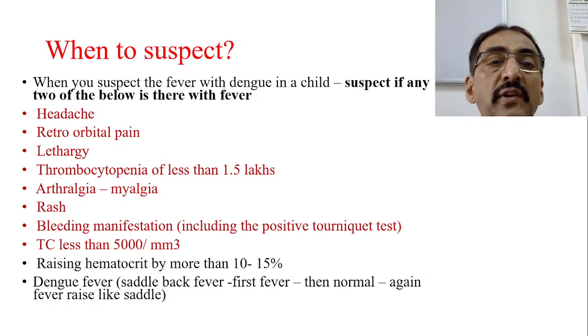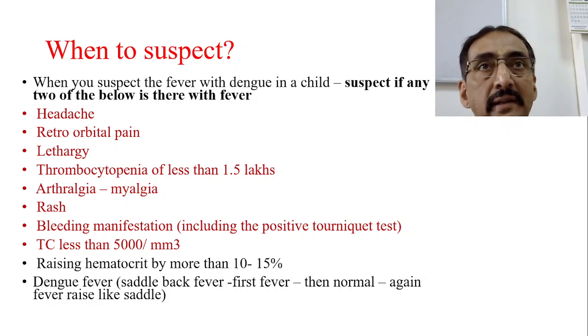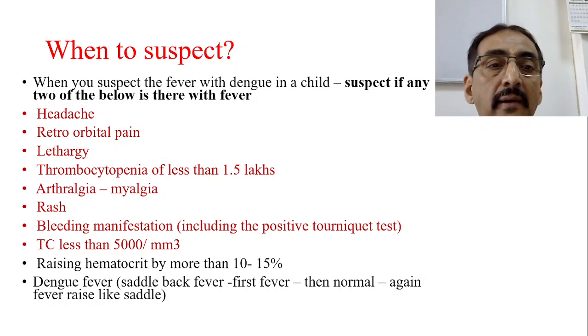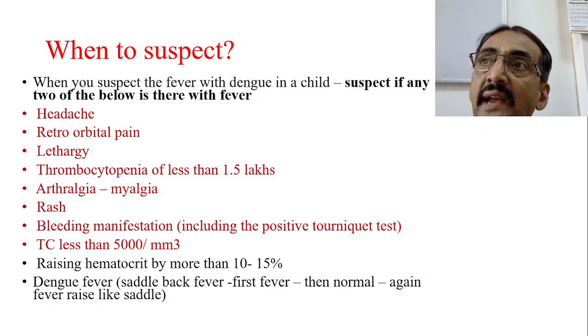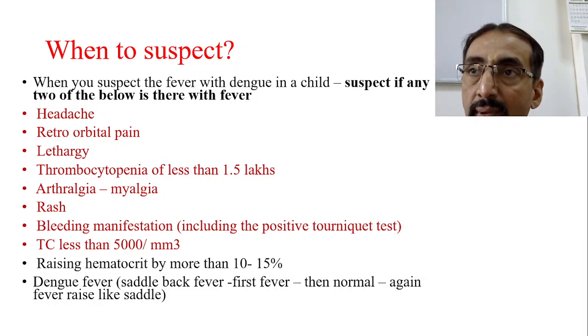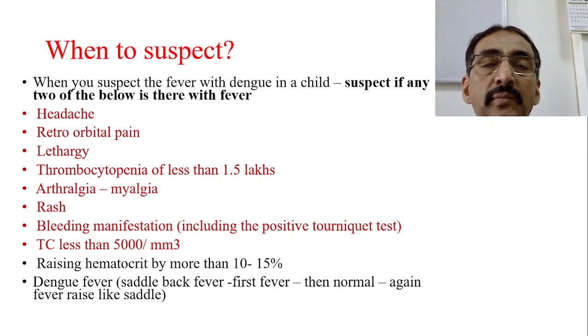Okay, so thrombocytopenia of less than 1.5 lakhs, and then arthralgia and myalgia. I already told in the beginning, body pain, intolerable body pain, joint pain, muscle pain, etc. Then rash. This rash is nothing but rash developed because of the bleeding. Petechiae. So pinpoint hemorrhages are developing from the skin and the mucous membrane. So that is also very, very typical.